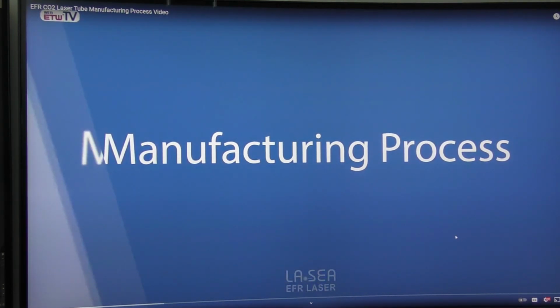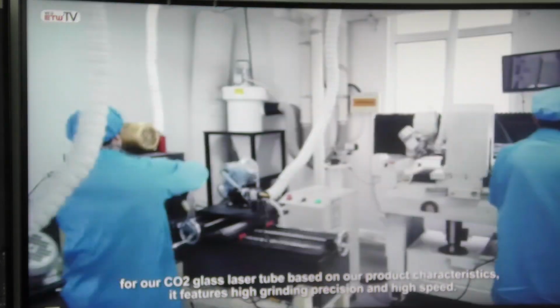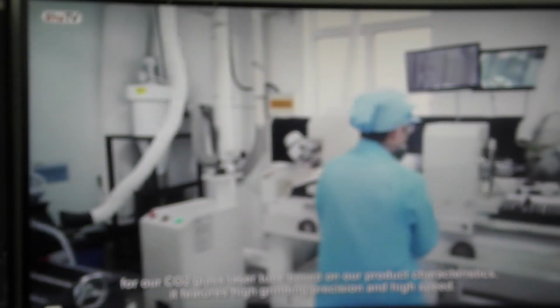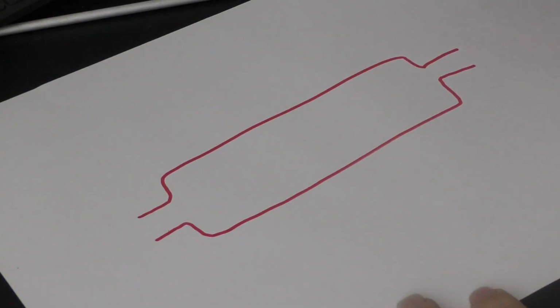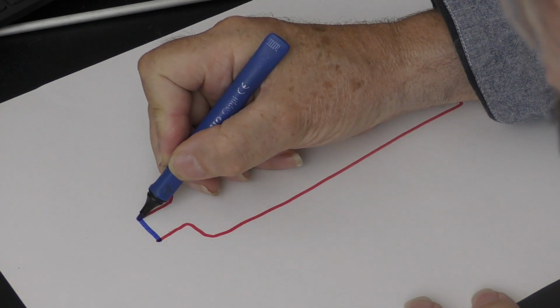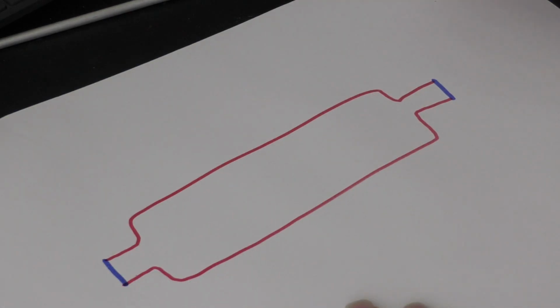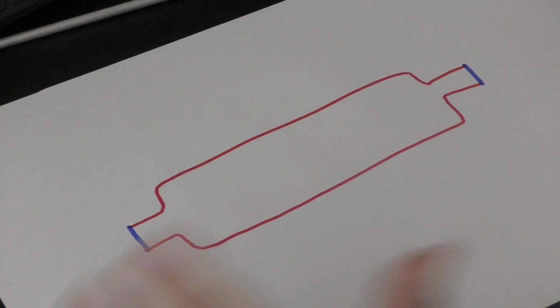I'm just going to show you one part of the manufacturing process, which is a vital part. They're very, very carefully grinding the end face of the laser tube, two faces at the same time, because those are the two faces that they put mirrors onto. I'm not going to bother to draw the internals of what's happening in here with the mauve beam and all the rest of it. Those mirrors are vitally important.